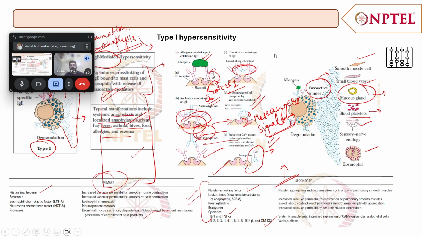So what happens is, this is an IgE antibody. It recognizes this allergen. The binding of this allergen to IgE can now activate the basophil or the mast cell.